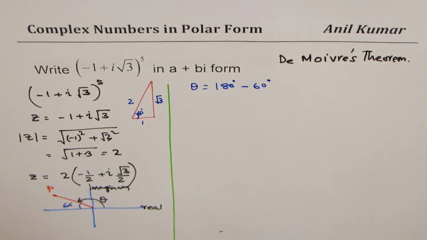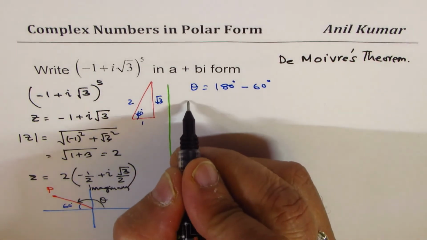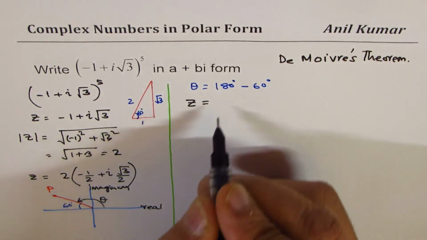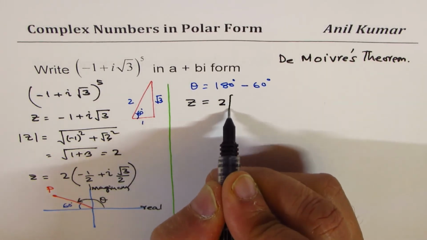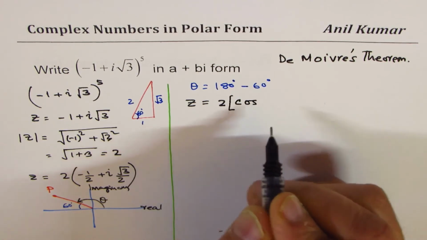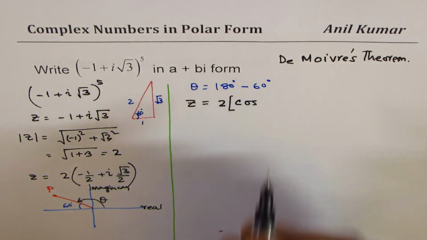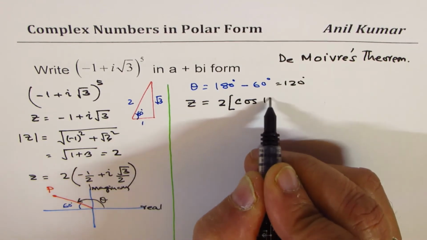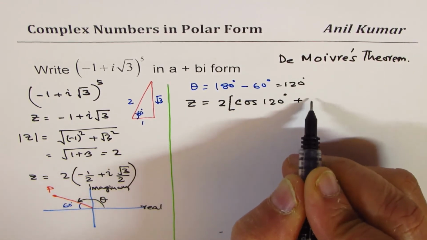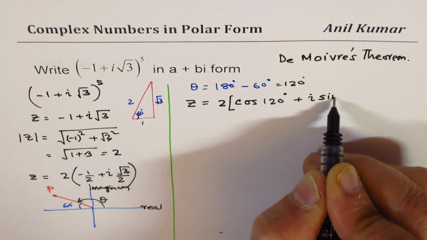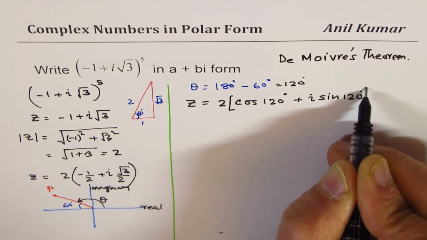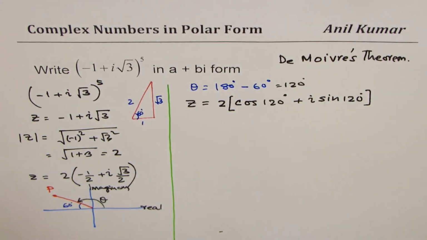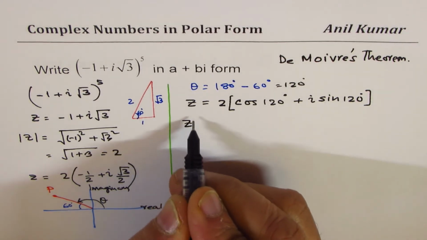Perfect. And therefore, we can write z as equal to 2 times cos of 120 degrees plus i sine of 120 degrees, correct? So that is what z is. Now, we have to find the fifth power of z.